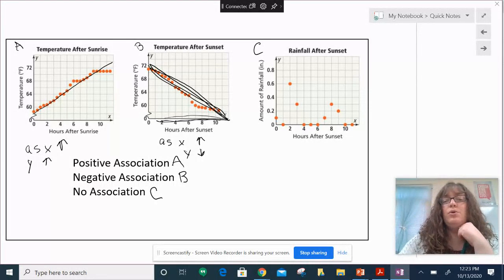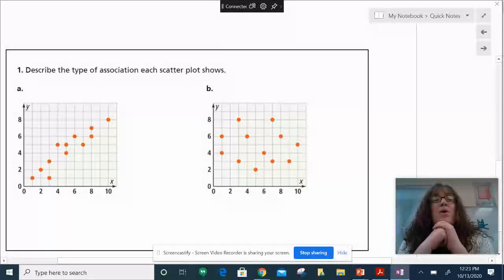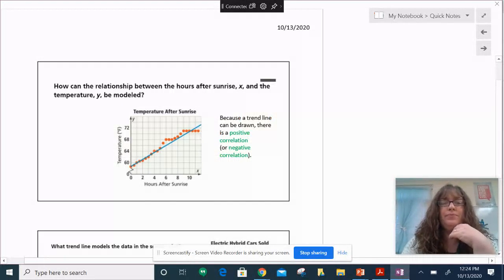So we're going to just real quickly look at these two, 1A and 1B. How would you describe the association of each of these scatter plots? I hope on 1A you said positive, and on 1B there is probably no association involved here.